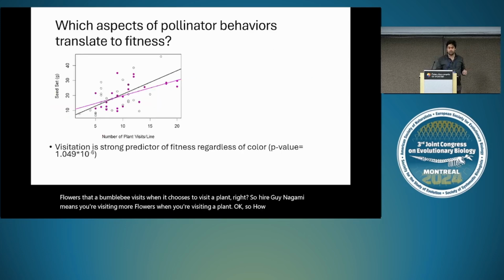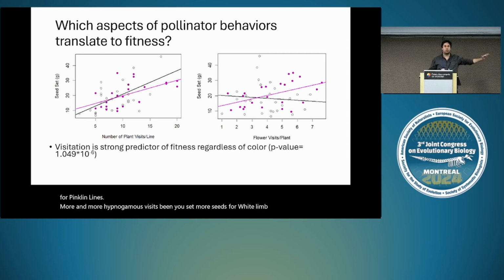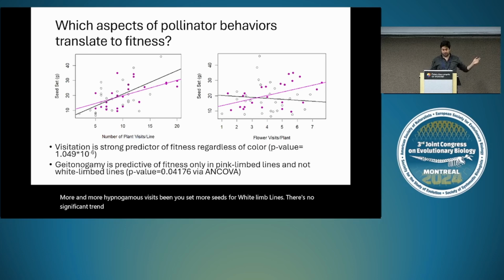Okay, so how do these translate to fitness? Well, maybe it's not so surprising. It was kind of a relief to see this: if you're visited more often, in terms of pollinator visitation, you set more seed, right? The more visits you get, the more seed you set, which is good, and that's a very strong predictor. It doesn't vary by color. Interestingly, though, for geitonogamy, we see the same sort of interactive pattern. So for pink limb lines, more and more geitonogamous visits mean you set more seeds. For white limb lines, there's no significant trend. This difference is significant via ANCOVA. So it seems like there's some sort of modulation of this geitonogamy by color.